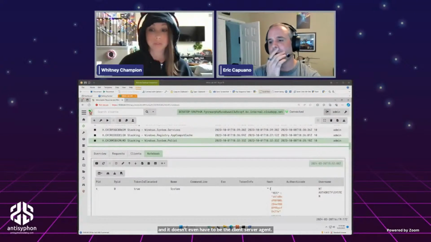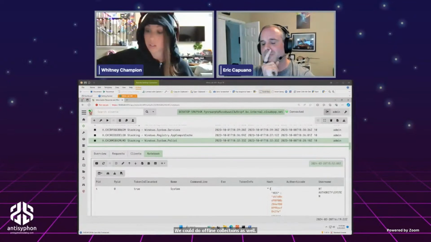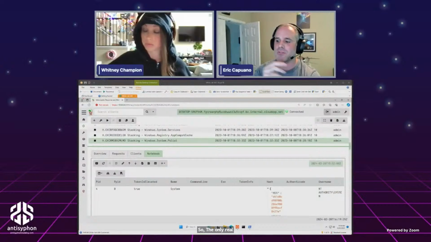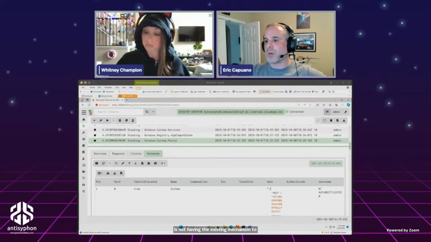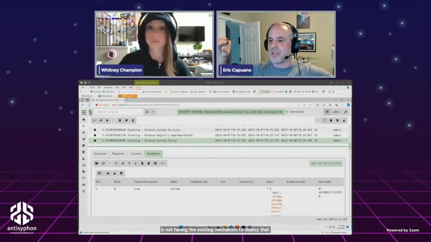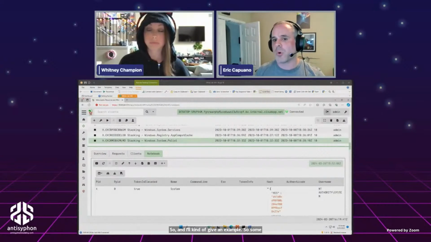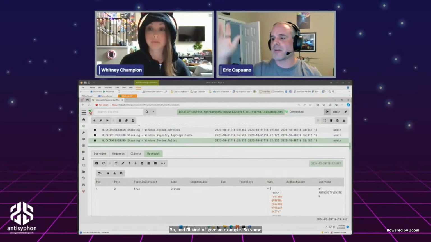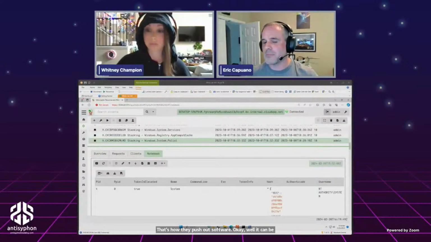100%. So let me give the two-part answer to that. The only real problem I've seen when folks are trying to quickly deploy a tool in the middle of an IR is not having the existing mechanism to deploy that software, or not understanding the mechanism to deploy that software. I'll give an example. Some organizations have nothing more than Active Directory. That's how they push out software. Okay, well, it can be done. You can use Active Directory and group policy objects to mass deploy an MSI. And if that's all you got, then that's what you use.